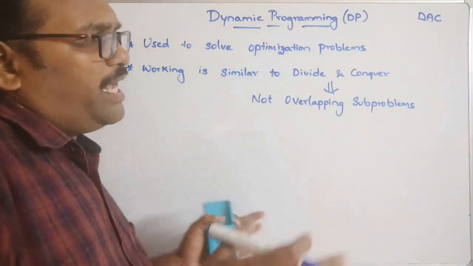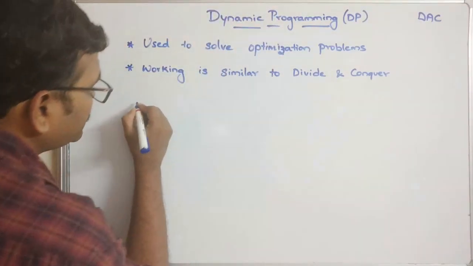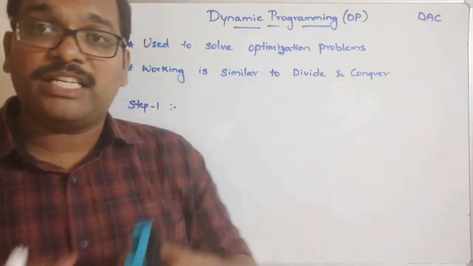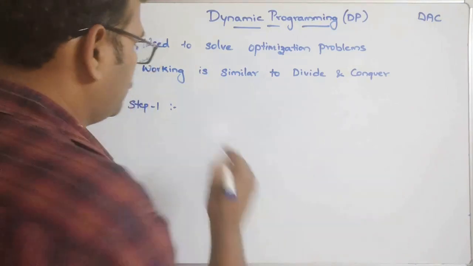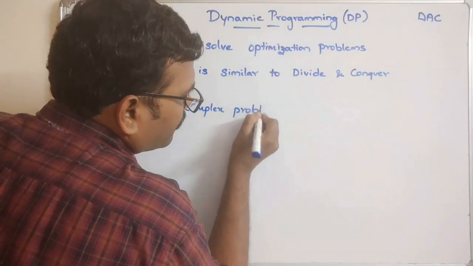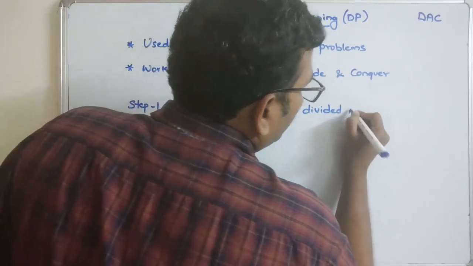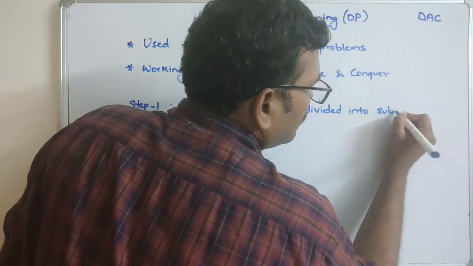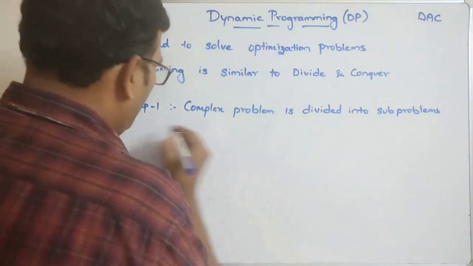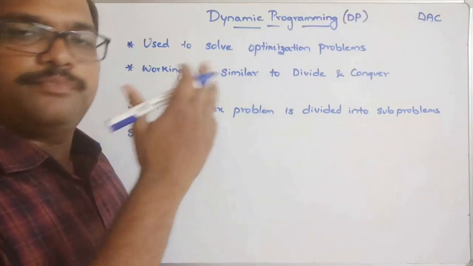For example, in both cases, I'll write the steps and then I'll differentiate these two things. Step 1, the first step: the complex problem is divided into sub-problems. It can be a complex problem or a large problem. And step 2. This is common with divide and conquer.